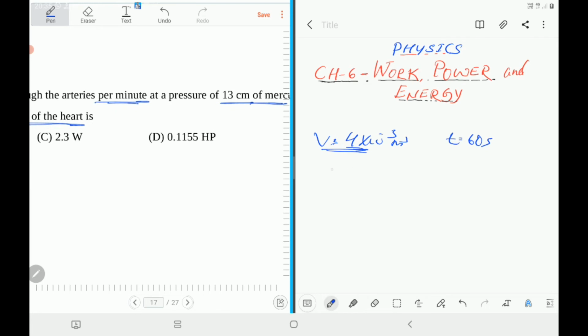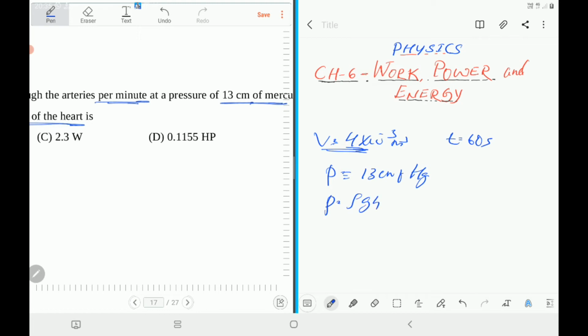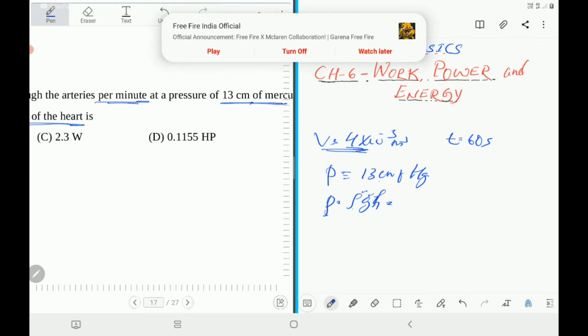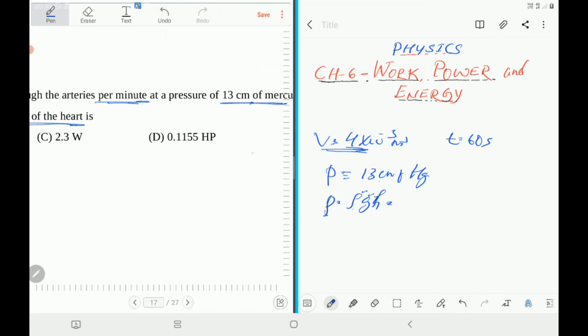At a pressure P equivalent to 13 centimeter of Hg. You know the pressure formula, that is equal to rho gh. So 13 centimeter of mercury means in a barometer, pressure equivalent to pressure exerted by 13 centimeter of mercury. So use the atmospheric pressure formula, rho gh, rho density of mercury, g acceleration due to gravity, and h height, that is 13 centimeter, you write in meters.